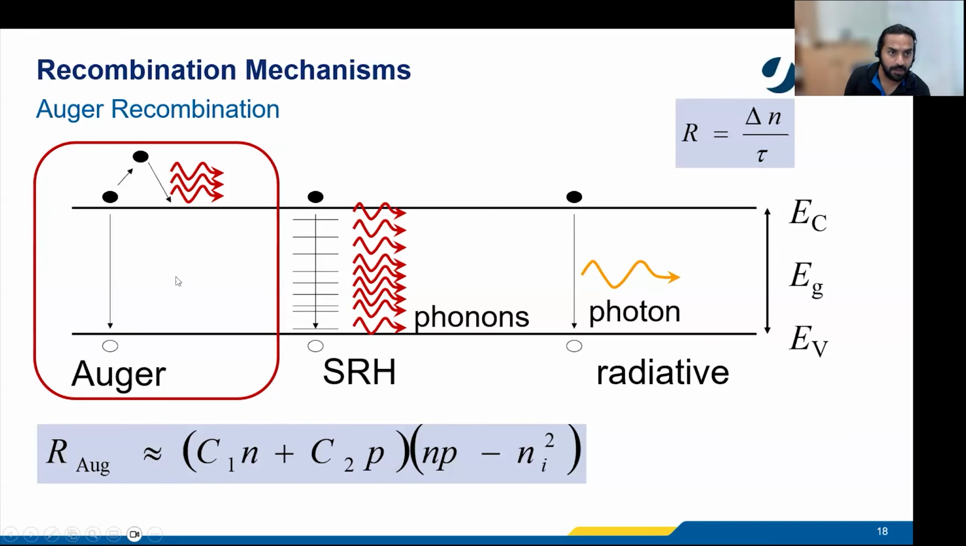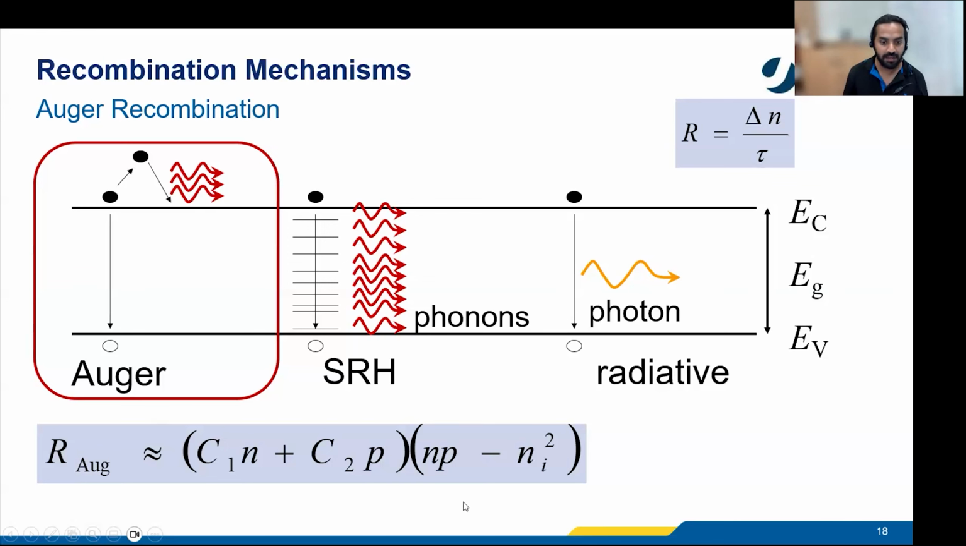The first recombination mechanism is the Auger recombination, which is relevant for silicon solar cells, for example, with high doping densities. Here what happens is that you have some electrons in the conduction band and holes in the valence band, and the electrons recombine with the holes. This recombination energy is transferred to a third carrier that is excited, and that eventually loses its energy through the emission of phonons or lattice vibrations.